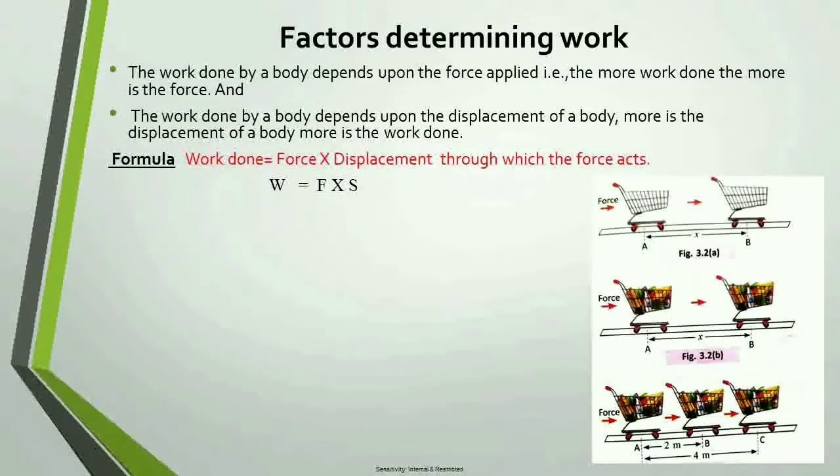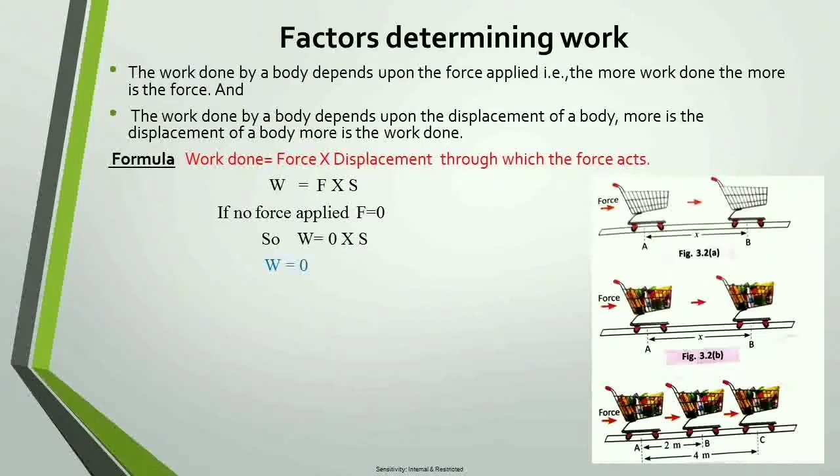Okay. Now we have to see what will happen if no force is applied, and how these factors affect the work. Suppose no force is applied, that means in that case F will be 0, and by putting the value of the force in the formula of work, we can see W will be 0 × S. So in that case the work will be 0. That means if the applied force is 0, the work will be 0.